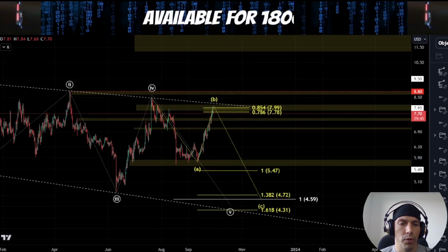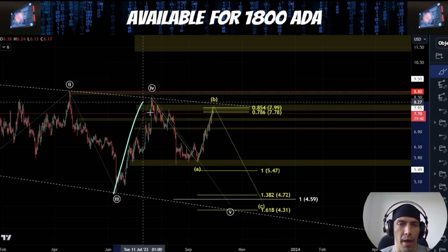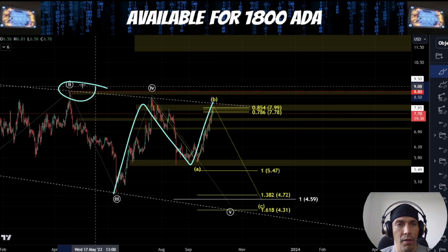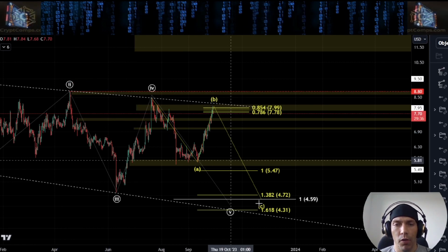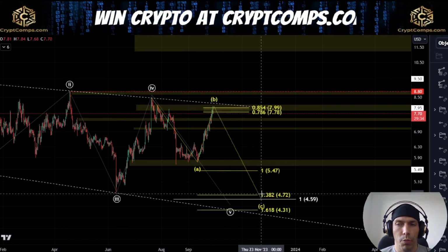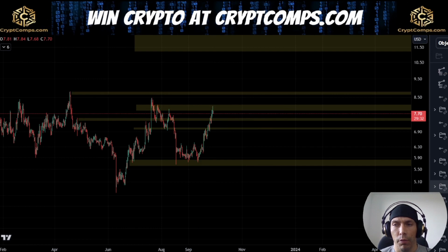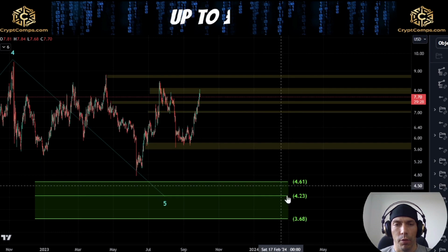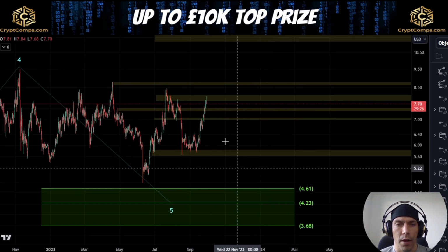Now, it is also possible here that this move could be A, B, and C, and for as long as we stay below this 880, we do have the threat here that we could see a bigger sell-off coming, looking to push us down. And what that would be looking for as a potential target would be this 461 to this 368 level. So going to be keeping an eye out on this.